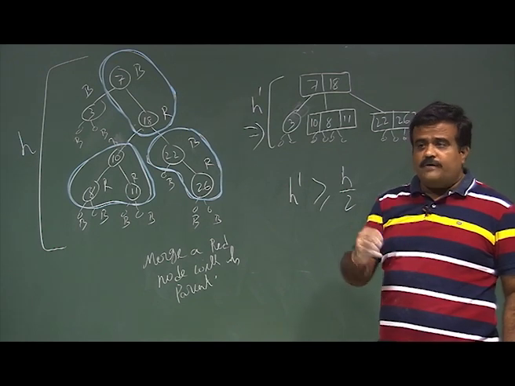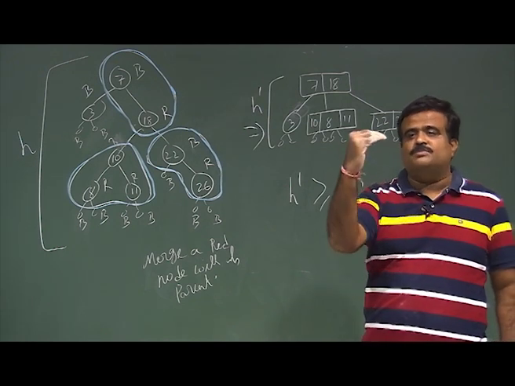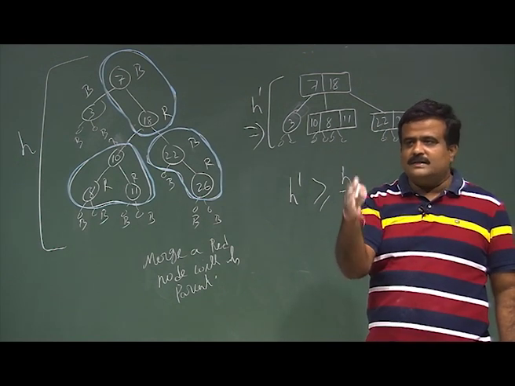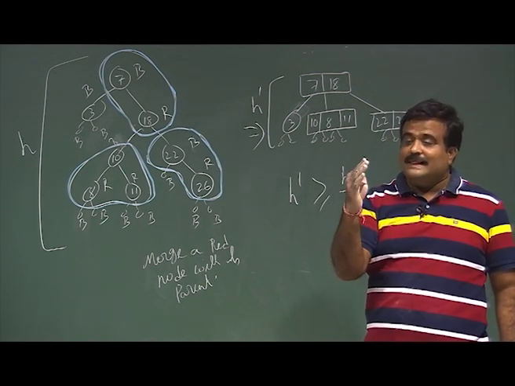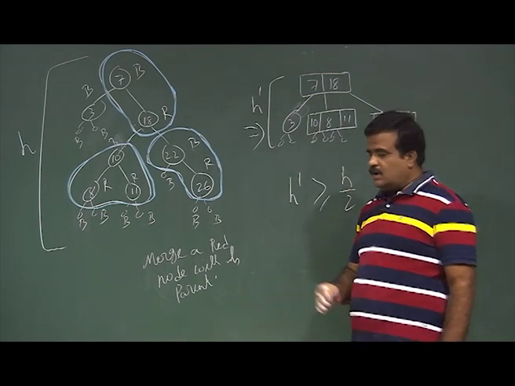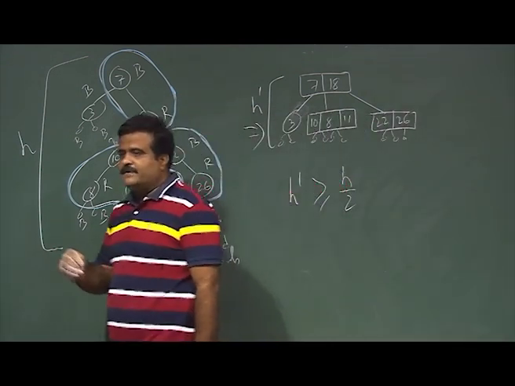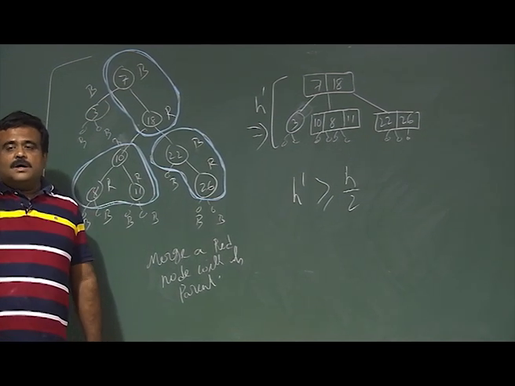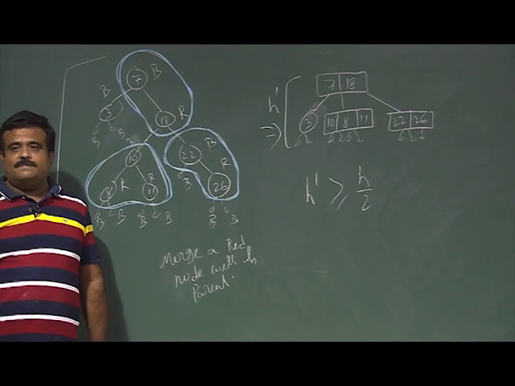But we know if a node is red, then the parent has to be black. So if we consider any path, then the number of red nodes will be less than the number of black nodes, because that is one of the properties. If a node is red, then the parent has to be black. So the number of red nodes is less than the number of black nodes.